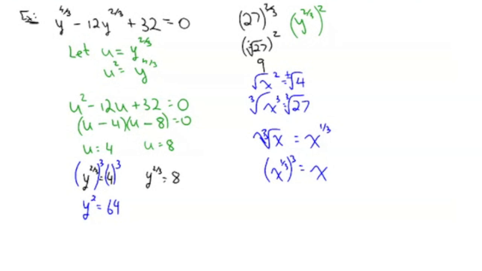64. And over here, if we cube both sides, we get y squared is equal to, and I don't know what 8 cubed is. 624, I don't know. 512. Alright, but I still haven't solved it. What do I have to do to both sides then?